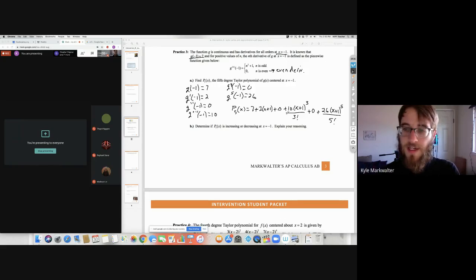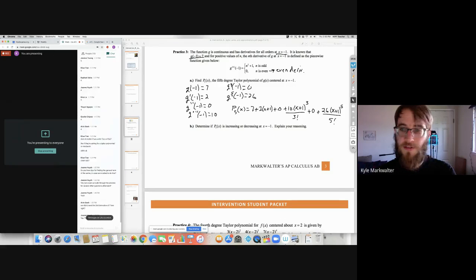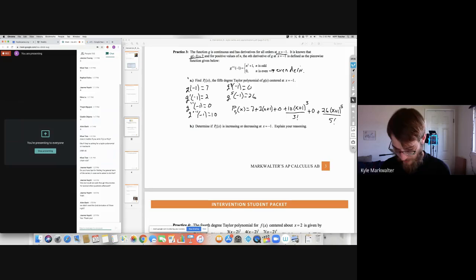There we go. Now keep in mind, we've not seen many of them, but you could be asked also to use this to approximate some value. So you could plug in and say, use this to approximate g at negative 1.1. Go ahead and plug that in. We could also be asked to take derivatives of this. And they said, hey, what is g prime of x? We could take the derivative. We approximate the derivative of g prime. We can integrate this to approximate the integral.